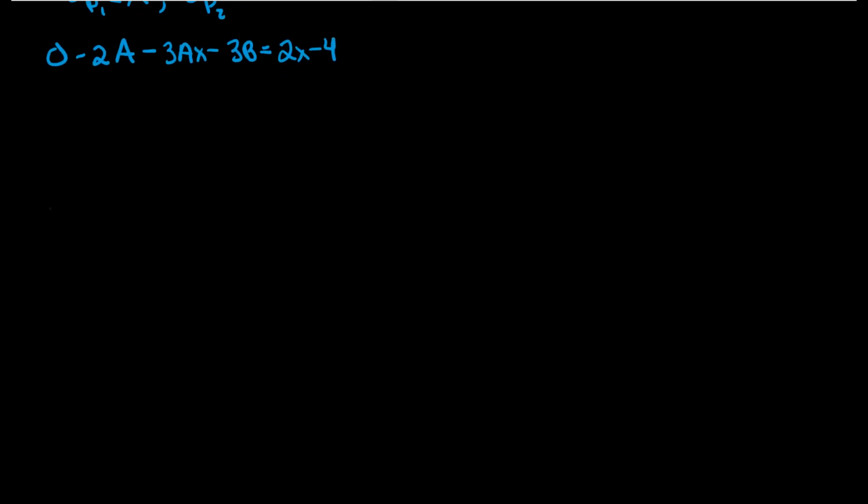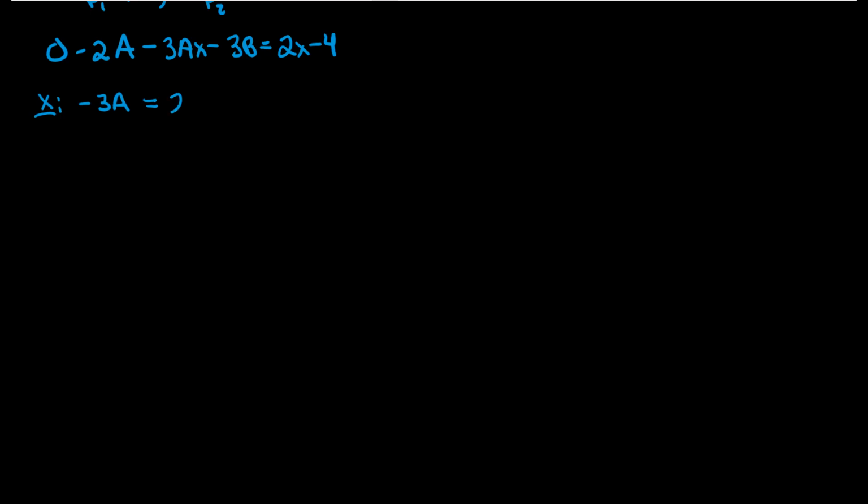At this point, I'm just going to match up my like terms. So for example, my x terms, terms that have a variable of x in them. On the left side, I have a minus 3a times x equals, and then on the right side, I have 2 times x, such as 2. This gives me then that a is equal to a negative 2/3.